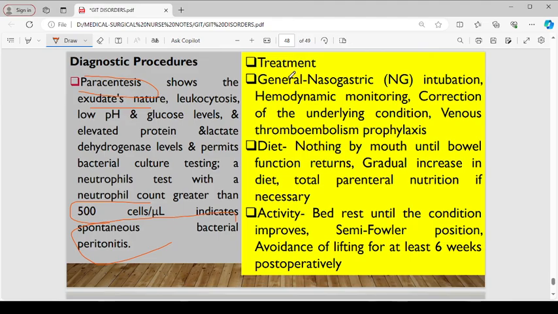We could do general treatment, where we have NG intubation, hemodynamic monitoring, correction of the underlying conditions, and venous thromboembolism prophylaxis. In terms of diet, you should have nothing by mouth until bowel function returns. Also, gradual increase in diet and total parenteral nutrition if necessary. You also have bed rest until the condition improves, and semi-Fowler's position is the best here. We need to avoid lifting of items for about 6 weeks post-operatively, right?